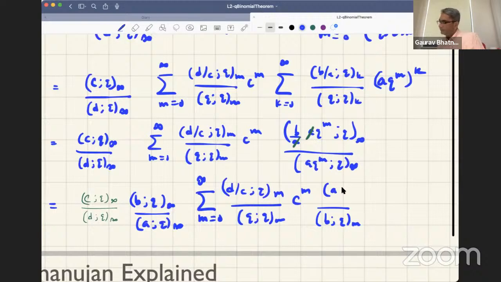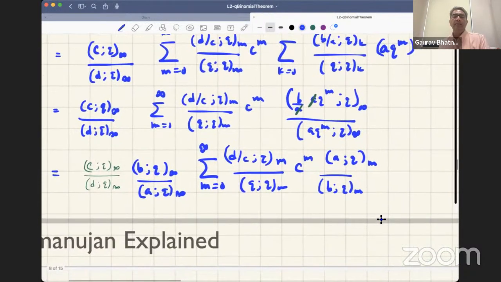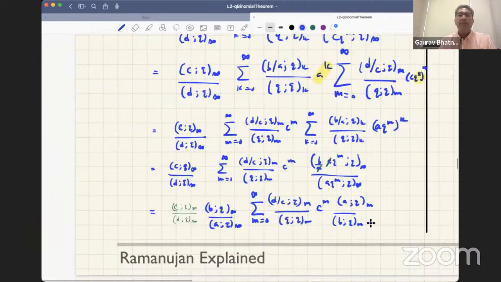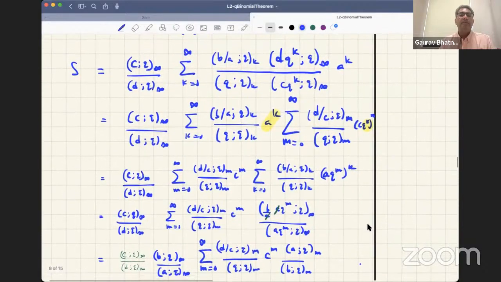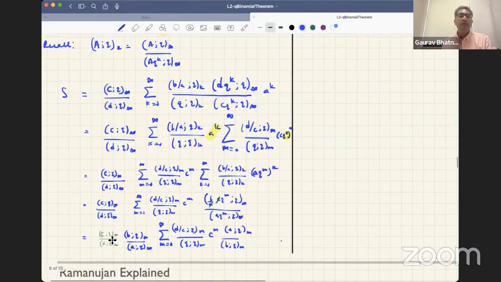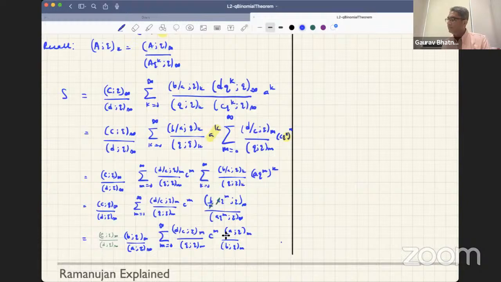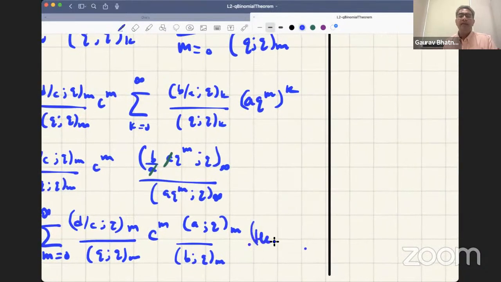is it right? Yeah, (aq; q). Right, so now let me make it smaller. What we've got is that S, this sum, is equal to these two products and then this other sum. So this is called Heine's transform.